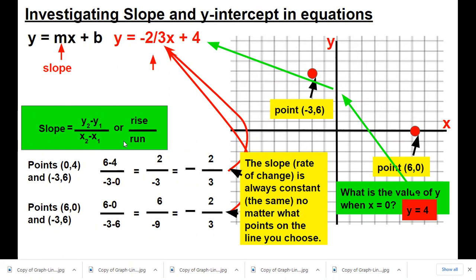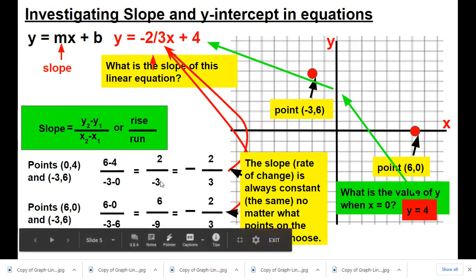So (0, 4), I'm just wondering if I had some points. What is the slope of this linear equation? Well, it's 2 over -3 or -2 over 3. So I just wonder if I had, let me just hit escape once and see if something's underneath that yellow box. I'll be right back.